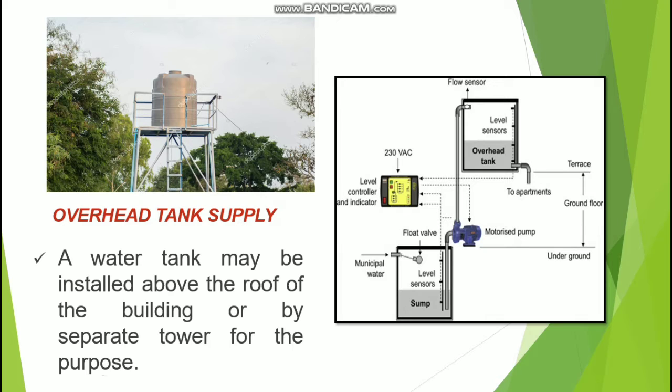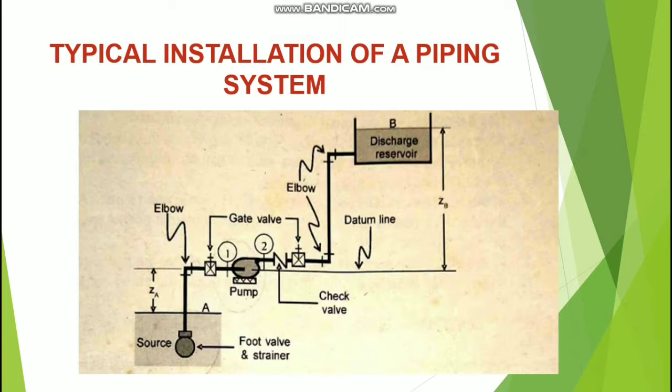Then typical installation of a piping system. So this is the typical installation of a piping system. So naay check valve, gate valve, then foot valve and strainer. Para asa maning foot valve and strainer. So from the word strainer, so pangsaan siya. Then foot valve, mura ni siya check valve nga one direction.